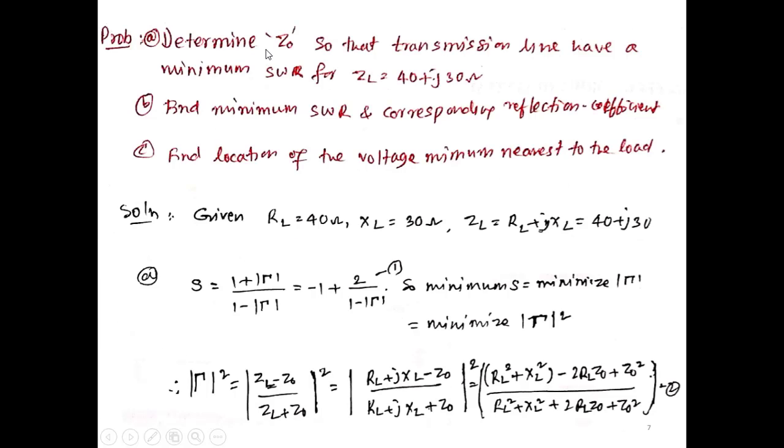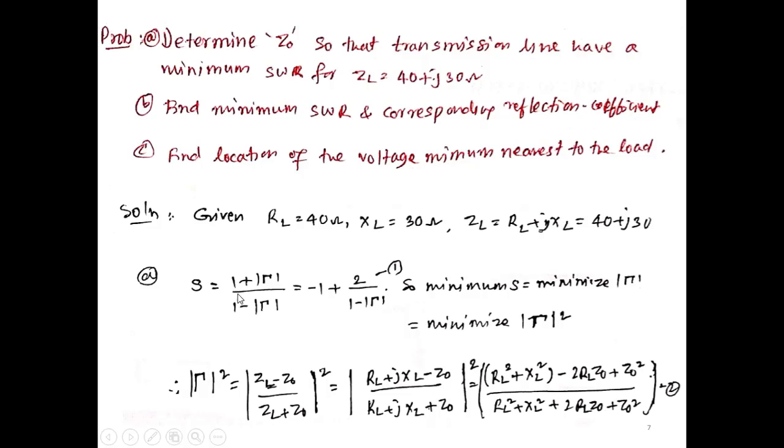Next problem is determine the characteristic impedance so that the transmission line has a minimum standing wave ratio for ZL equal to 40 plus j30 ohm. And second bit, you have to find the minimum standing wave ratio and corresponding reflection coefficient. And C bit is find the location of the voltage minimum nearest to the load. So here given ZL is equal to 40 plus j30 ohm, RL is equal to 40 ohm and XL is equal to 30 ohm. Therefore ZL is equal to 40 plus j30.